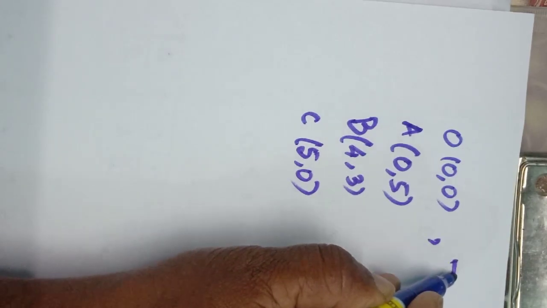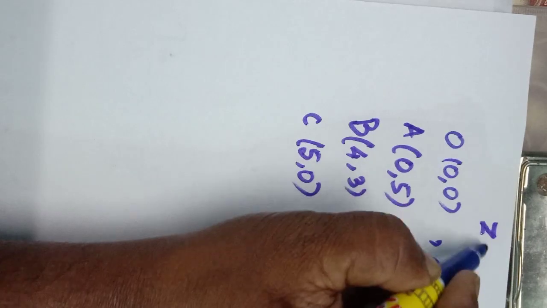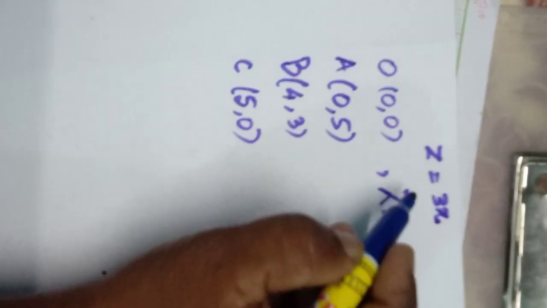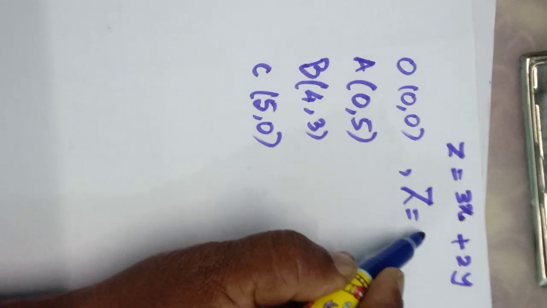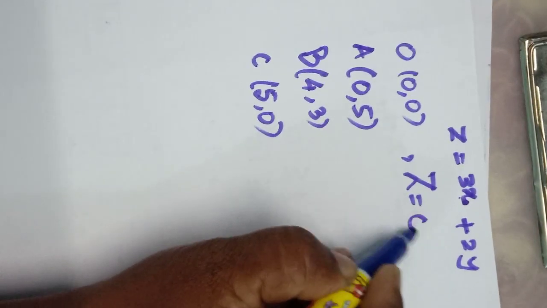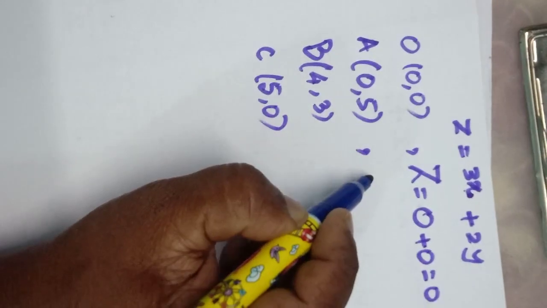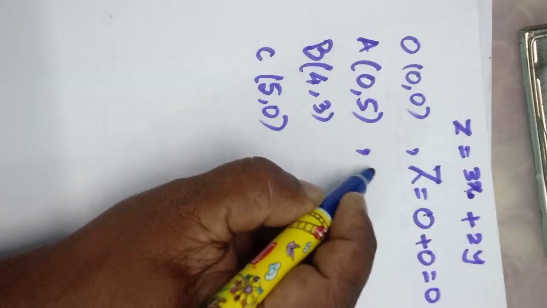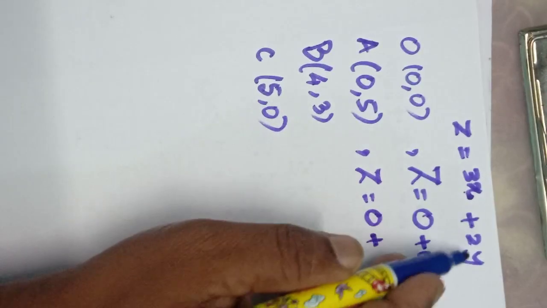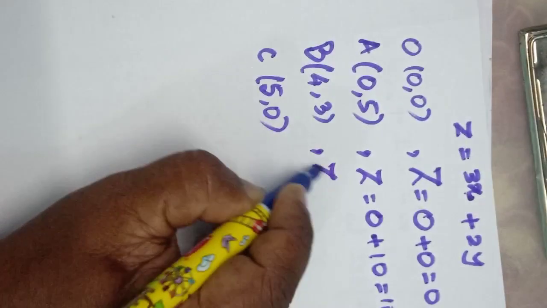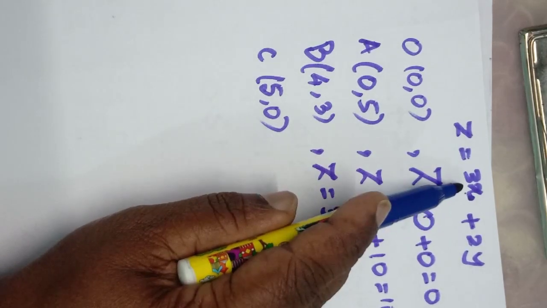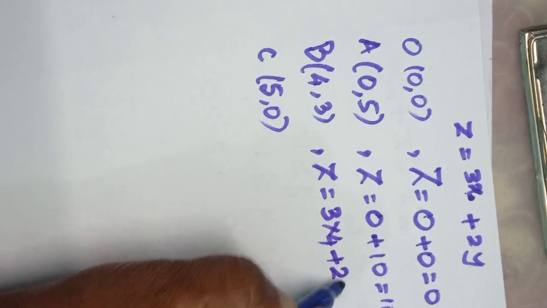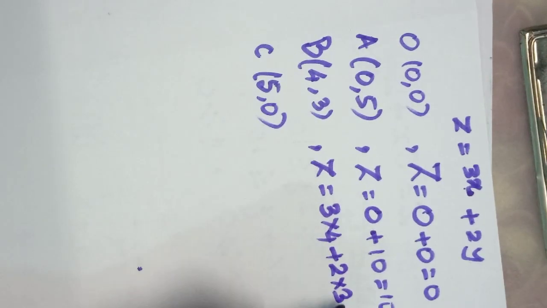Corresponding to that, Z is equal to 3x plus 2y. So Z is equal to, we will put 0 and 0 here, so that is 0 plus 0, that is 0. Then again we put here x 0 and y 5. So Z is equal to 0 plus 5 2s are 10. So 10. Here Z is equal to 3 into 4, X is 4, Y is 3, 2 into 3. That is 12 plus 6, 18.